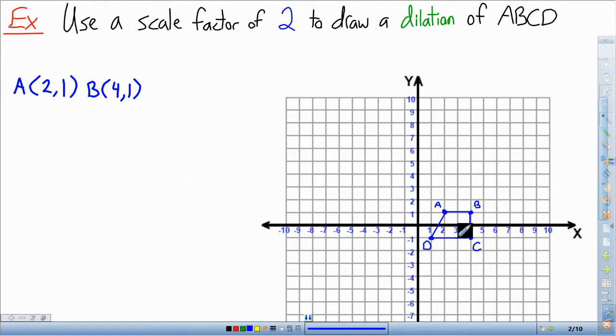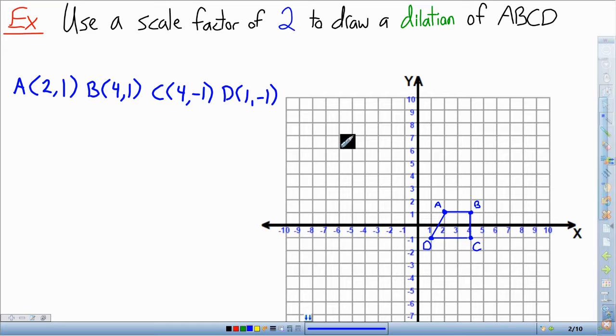C is at positive 4 on the x, negative 1 on the y. And D is at positive 1 on the x, negative 1 on the y. Those are what I call the original coordinates, or sometimes the book will call them the pre-image.